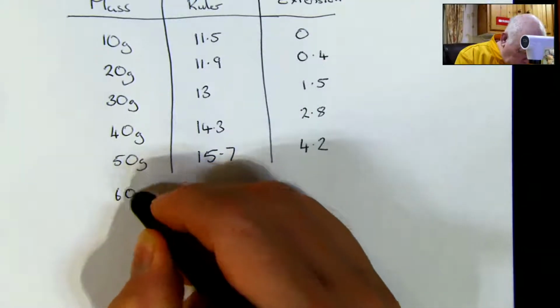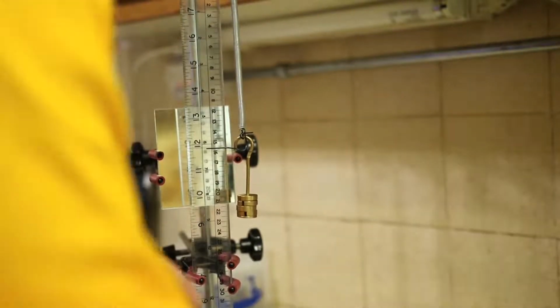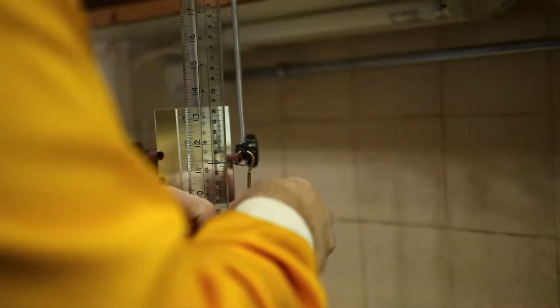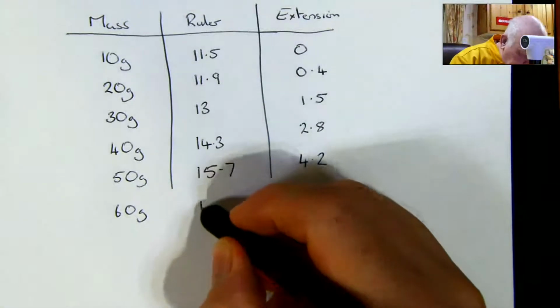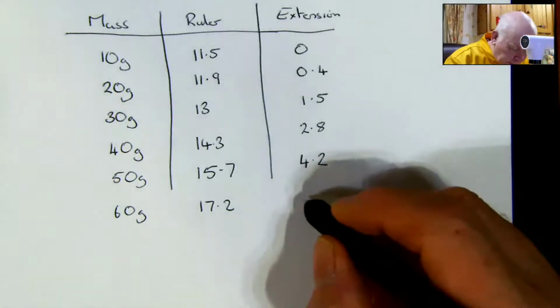And it's probably worth just doing one more here. So let's just look at one more, and we'll have a look at the readings. I'm looking at about 17.2. We really need to move the camera down a fraction, but we'll not worry about that too much. So I've got 17.2, and if we take those away, we work out it's 5.7.